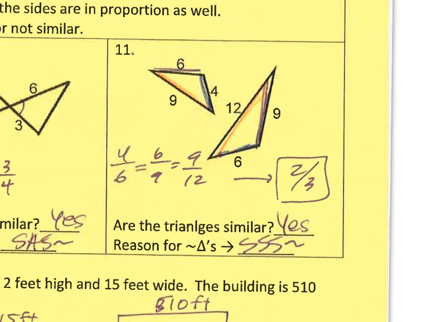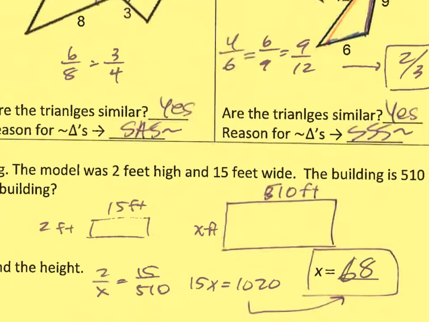The last case is kind of like the first problem. We have to match up the smallest sides and the biggest sides. So 4 matches with 6, 9 matches with 12, 6 matches with 9. 4 over 6 equals 6 over 9 equals 9 over 12. They all equal 2/3. Are the triangles similar? Yes, they are by side-side-side similarity.